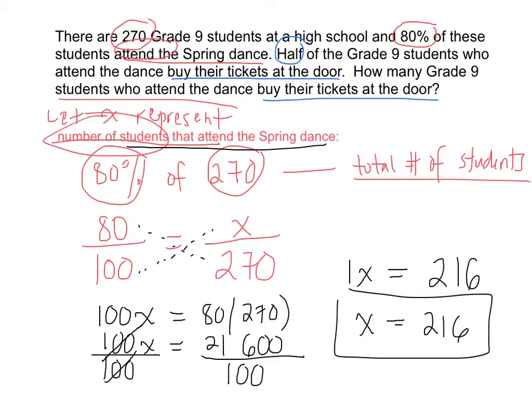Well, did we answer the question? No, the question said, how many students buy their tickets at the door? Well, now that we know how many students actually attend this dance, can we figure out how many of them bought their tickets at the door? Let's try this.